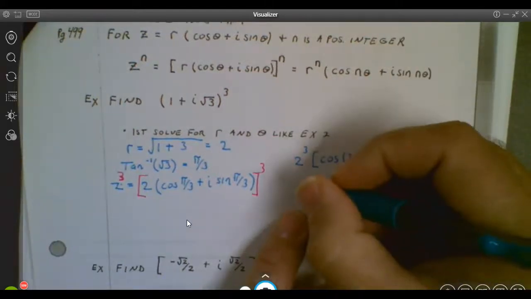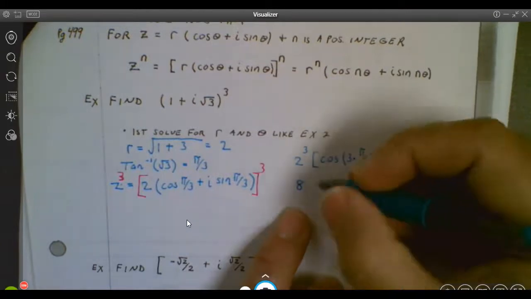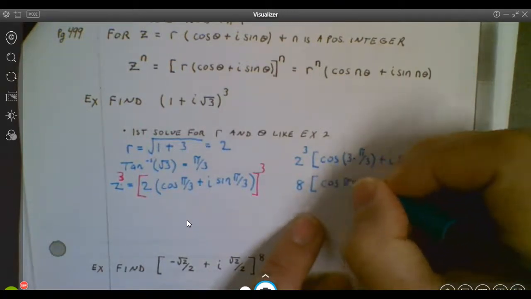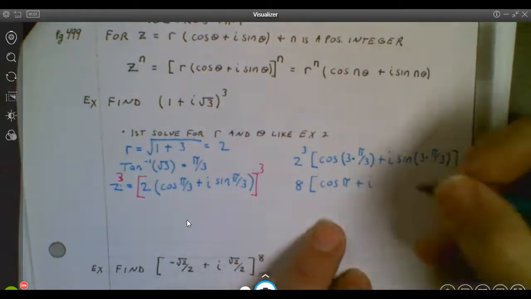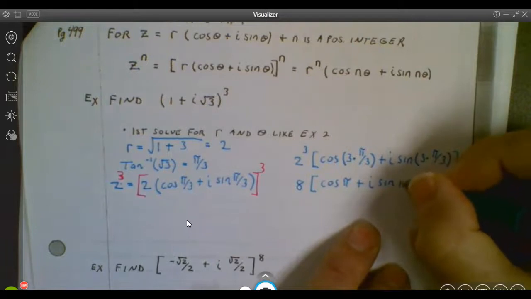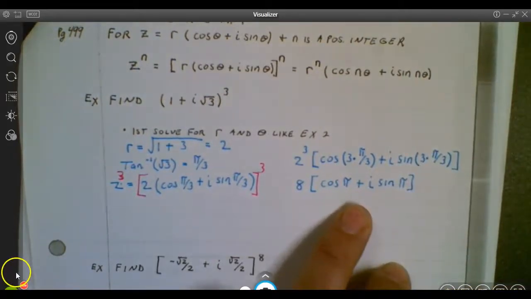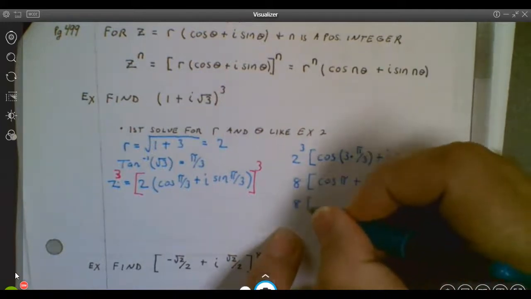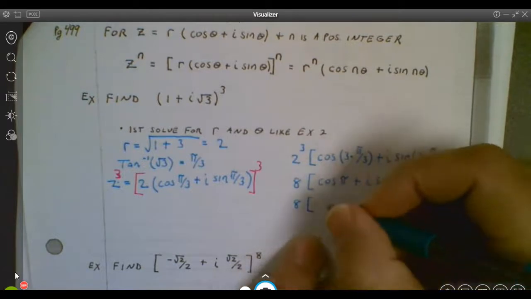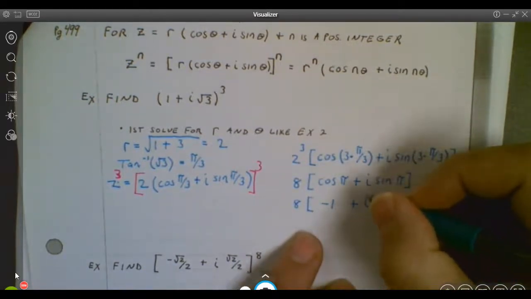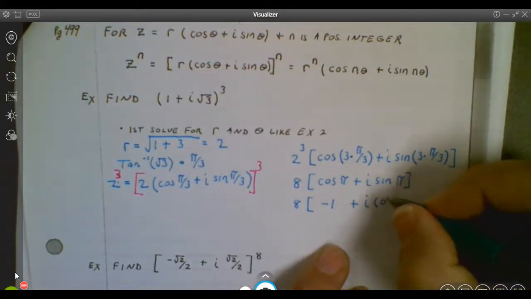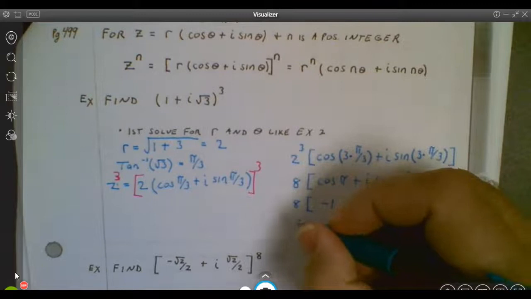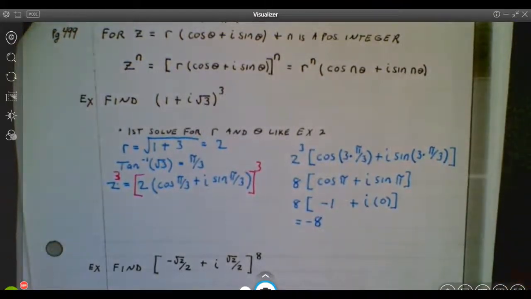So we know 2 to the third is 8. Within these parentheses here, if I did 3 times pi thirds, it's just going to be pi. So I can simplify it to this stage right here, and we can actually take this all the way down further, because we know the cosine of pi is simply -1, and the sine of pi is 0, and so that would zero out. I'm left with 8 times -1, which is -8, when all is said and done. So just simplifying that as much as we can.